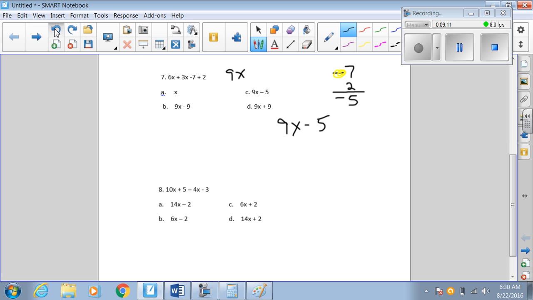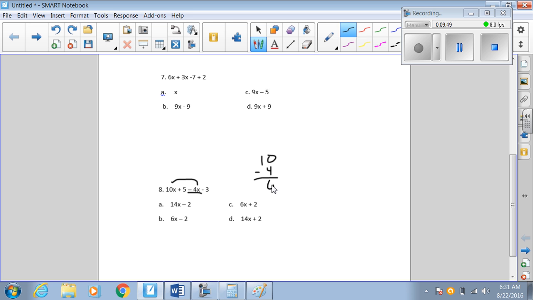Let's go ahead and move on to number 8. We have 10x plus 5 minus 4x minus 3. Once again, we have to combine like terms. This time they're not sitting next to each other, so they're trying to fool us. But we can see we have the 10x and the 4x here, and that's a negative 4 in front of that 4x. Remember, that's the entire number. So really we have 10 minus 4, and we already know that's pretty simple. It's 6.